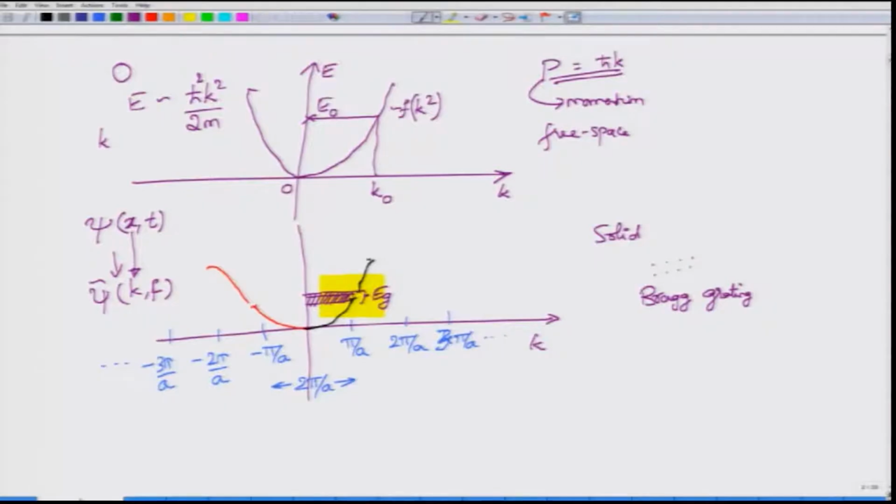There is a next level at which this will change from pi by a to 3 pi by a, and then there will be a slight bending again, but what you see here is a gap. Again there will be an energy gap, and this gap may reduce in magnitude compared to the earlier gap and so on. So, the energy gaps also start reducing as you go ahead.